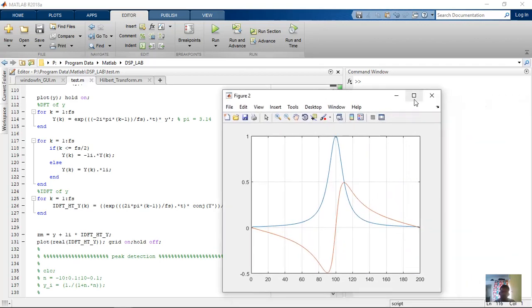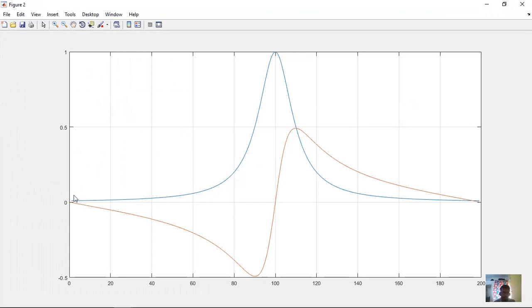Here we can actually see the input signal 1 by 1 plus t square, as it is symmetric along the axis. Here I have considered 0 to 200 with the mean of 100. So it is 1 by 1 plus (t minus 100) whole square. So here you can see the bell-shaped curve, and this is the Hilbert transform of the signal. You can see it goes to maximum at 100. At the same time, the Hilbert transform crosses 0 at 100.